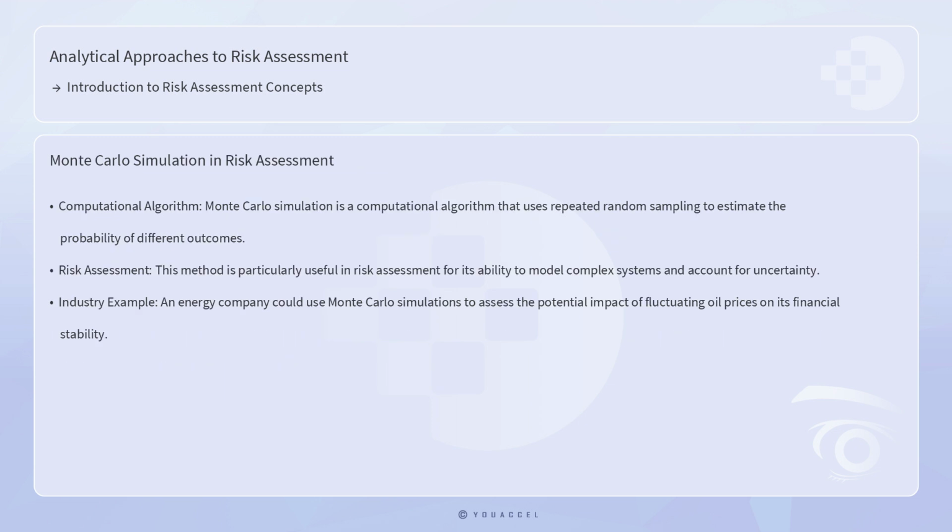Another valuable analytical approach is Monte Carlo simulation, a computational algorithm that uses repeated random sampling to estimate the probability of different outcomes. This method is particularly useful in risk assessment for its ability to model complex systems and account for uncertainty. For example, an energy company could use Monte Carlo simulations to assess the potential impact of fluctuating oil prices on its financial stability.